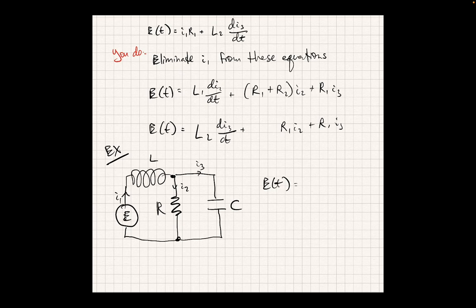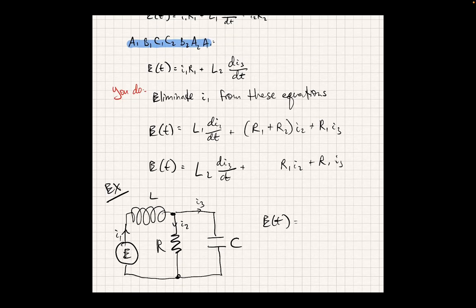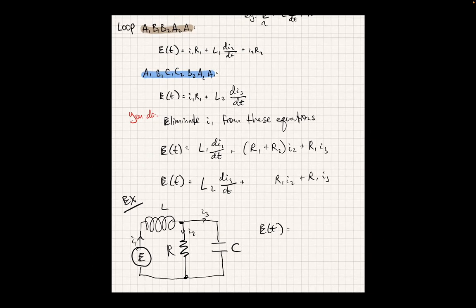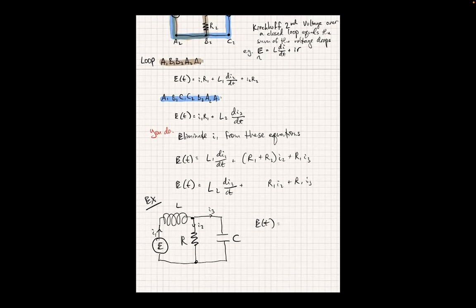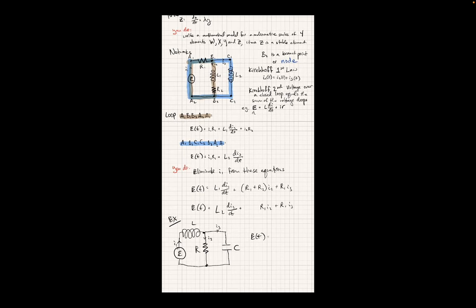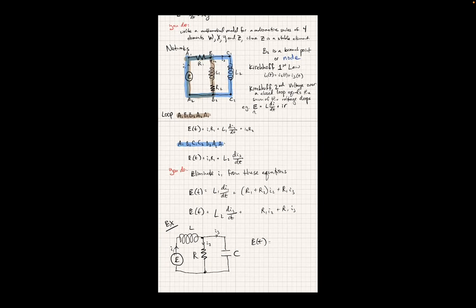I'm so confused on how you got rid of all the I's. Let me see. I use the difference between I1 and I2. If you have R1 and I2, R1 and I3, if you add them together, that's R1 and I1. So we brought in Kirchhoff's first law: I1 equals I2 plus I3.